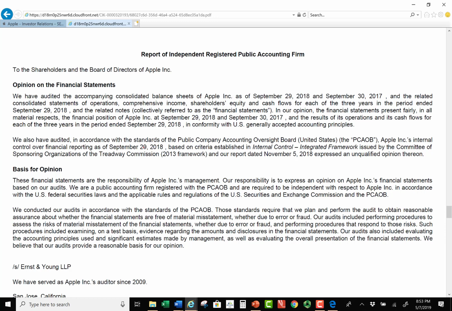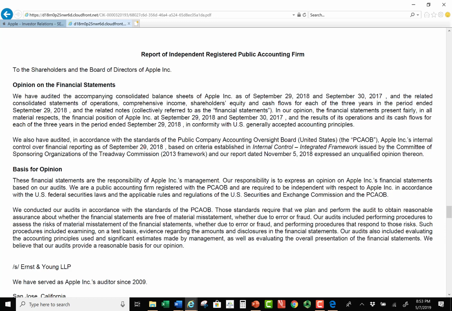Now we come down and we have to put in there that we also audited, in accordance with the Public Company Accounting Oversight Board rules, Apple's internal control over financial reporting. We're going to talk about Sarbanes-Oxley. What Sarbanes-Oxley did in Section 404 was require that companies that audit the financial statements also do an audit of the company's internal controls. Prior to the 2002 Sarbanes-Oxley Act, companies would sometimes just move straight to testing without looking at the internal controls because it's more efficient to do so.